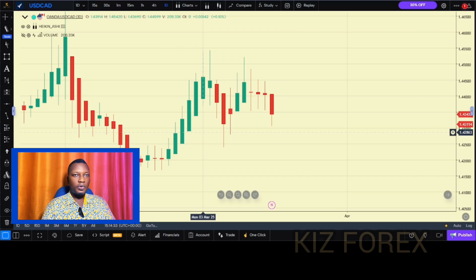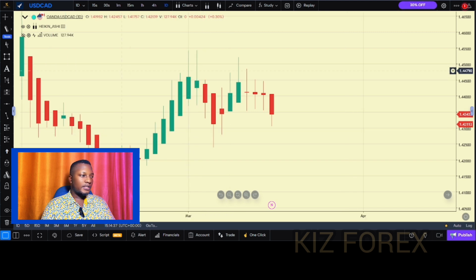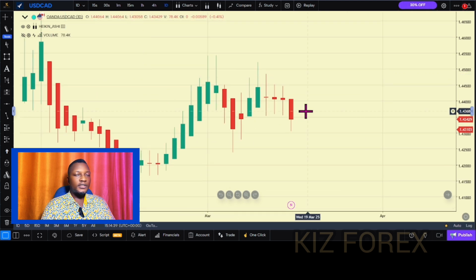This is an example of what we just talked about. This is USD Canadian dollar. On this USD Canadian dollar, we're going to be approaching it as a typical day trader, and approaching it as a typical day trader, we'll be using three different time frames. If you've not watched my video on how to align time frames, do watch it, where I discuss extensively how to align time frames.